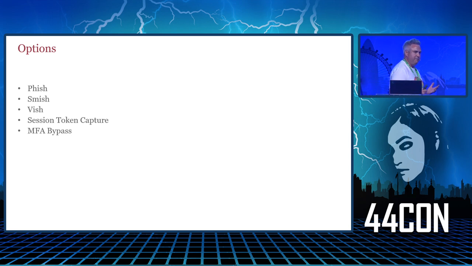So we've got essentially five options. We can phish them and ask them for the credentials, the token. We can smish them and ask them. That works really well. I've done that quite a few times. Just send them a message saying, hey, it's Dave from IT, and we're investigating some problems with your account. We need a token from you.